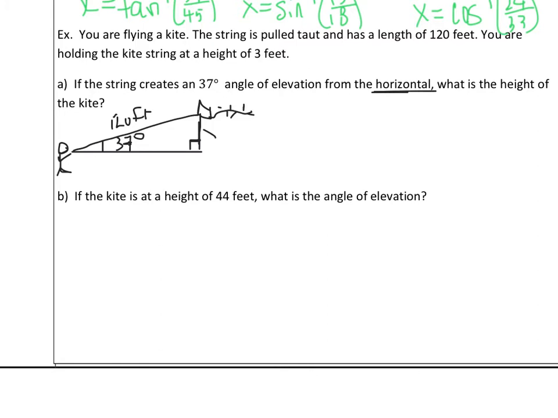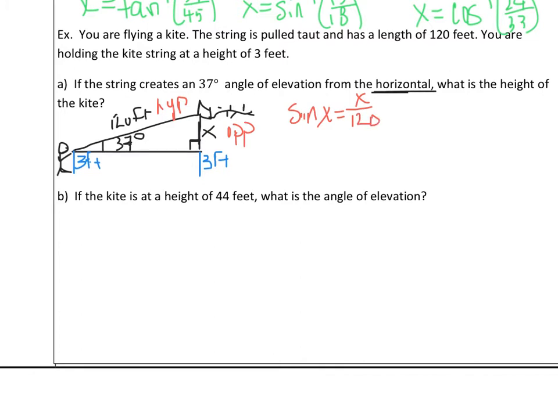First I'm going to solve for this height, and then I'm going to have to add in the extra 3 feet, because remember the string is being held 3 feet above the ground. So first I'll solve for x. x is opposite my angle, and the 120 is the hypotenuse, so I'm going to use sine. Sine of the angle equals the ratio of opposite, which is x, over hypotenuse, which is 120.